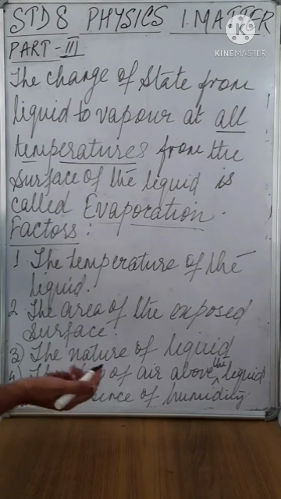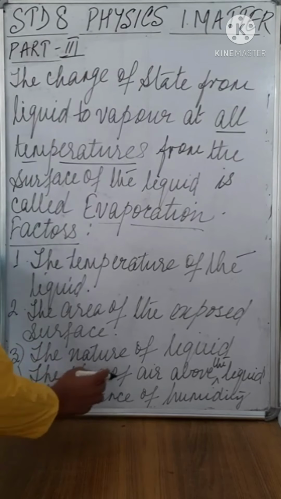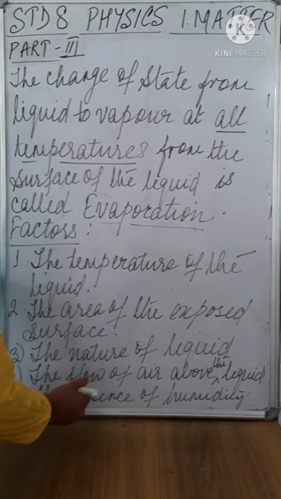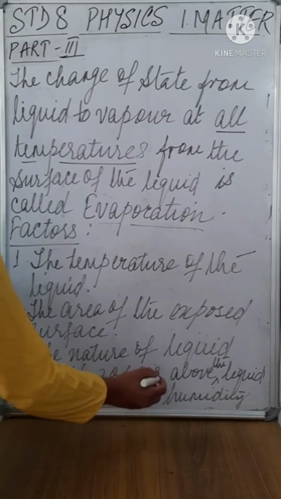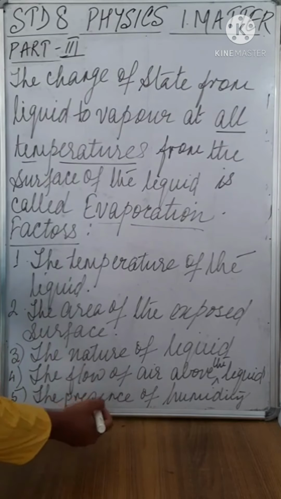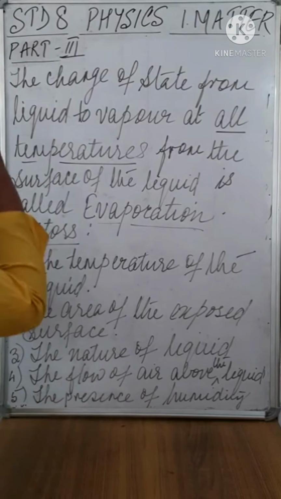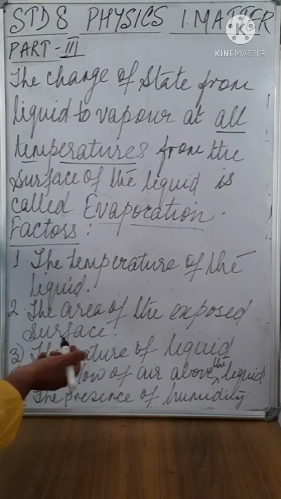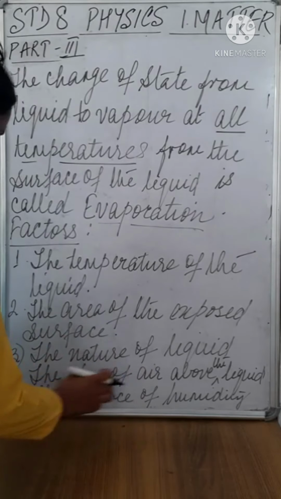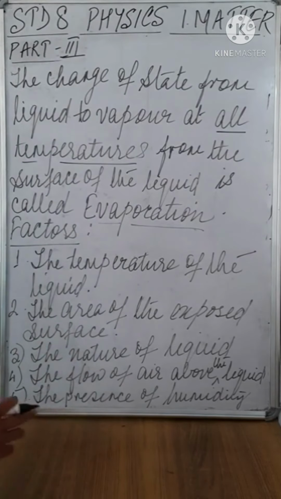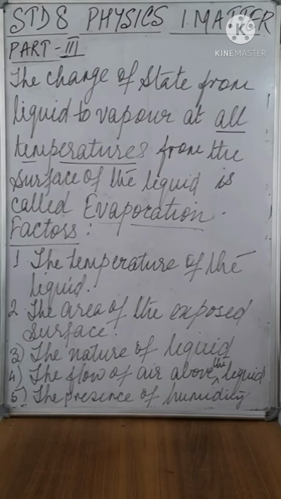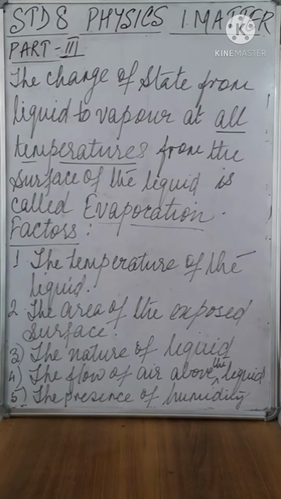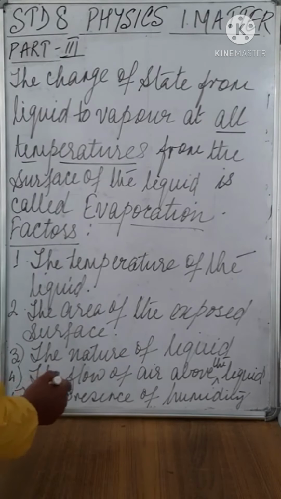Then the flow of air above the liquid. You must have observed that when air is blown above the liquid surface, it moves away the molecules of the liquid from the surface with it. So the liquid evaporates more quickly. This is the reason why, with tea, hot drinks, coffee, and milk, we blow air above these liquids so that they get cooled faster. The rate of evaporation is faster when air is blown above the surface of the liquid.